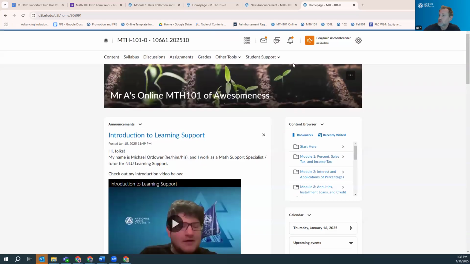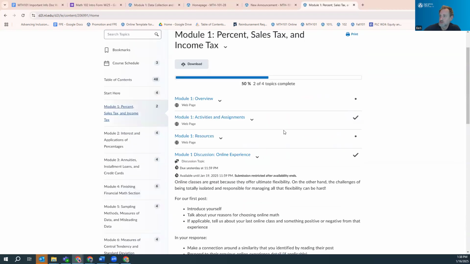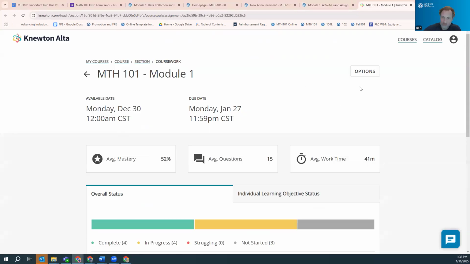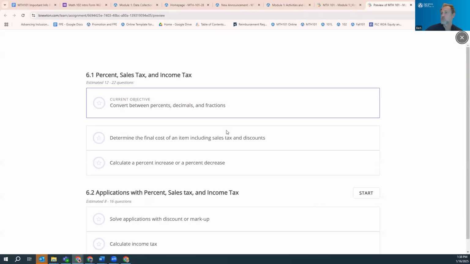Okay, I'm going to do a Knewton problem. First, I want to reiterate where to find Knewton. So module one, go to content, go to module one, activities and assignments. I go to Knewton. Now this one is not going to pop up the way it would for you because I'm viewing this as a student. So I'm going to go to preview as a student here. This is more like what it would look like.